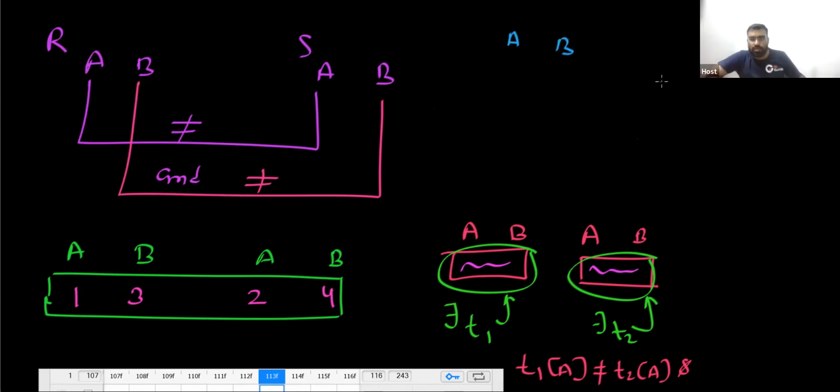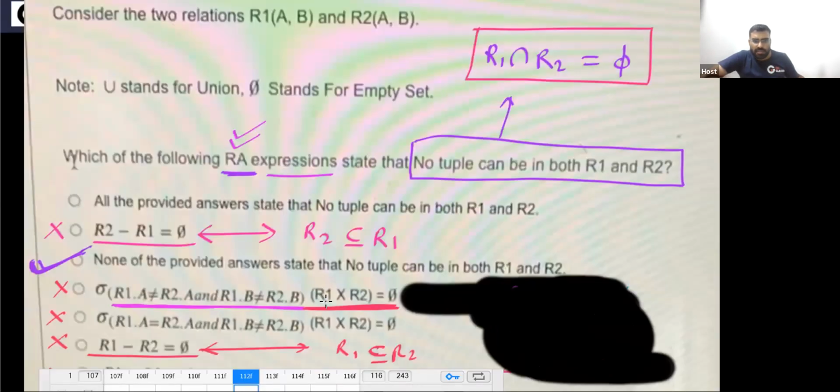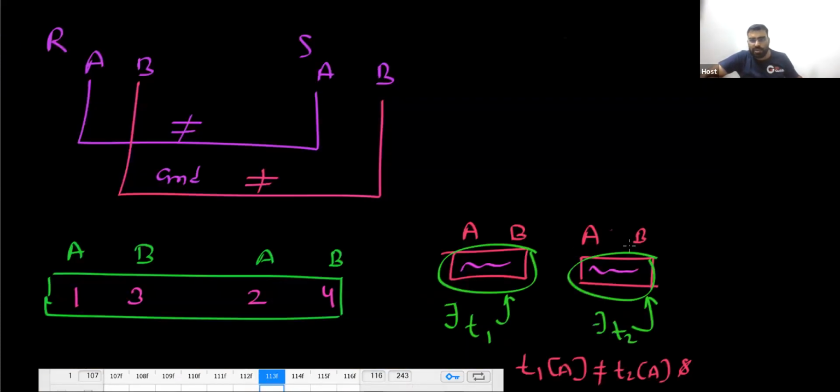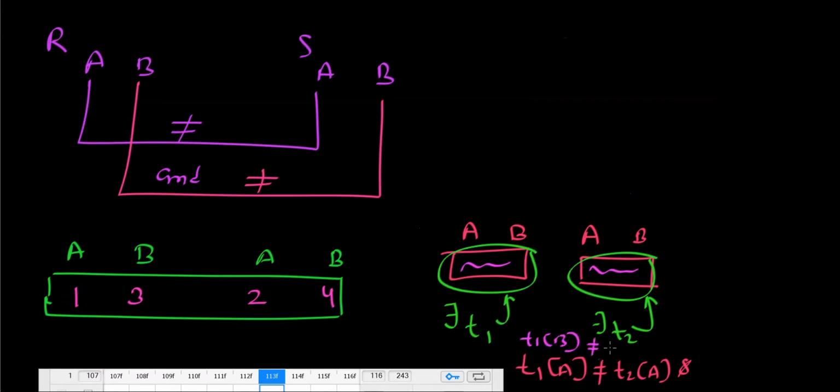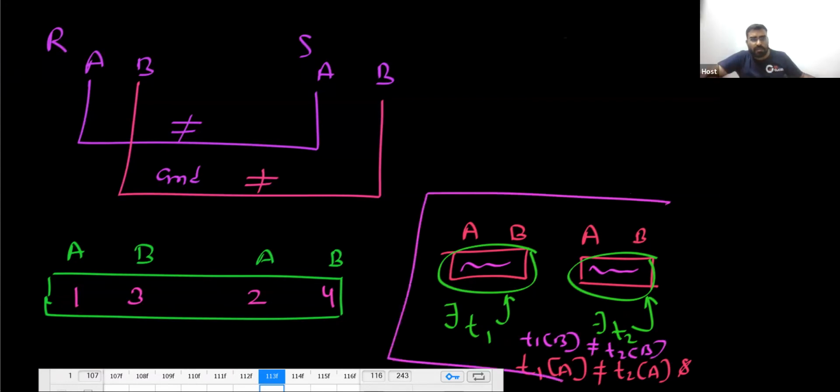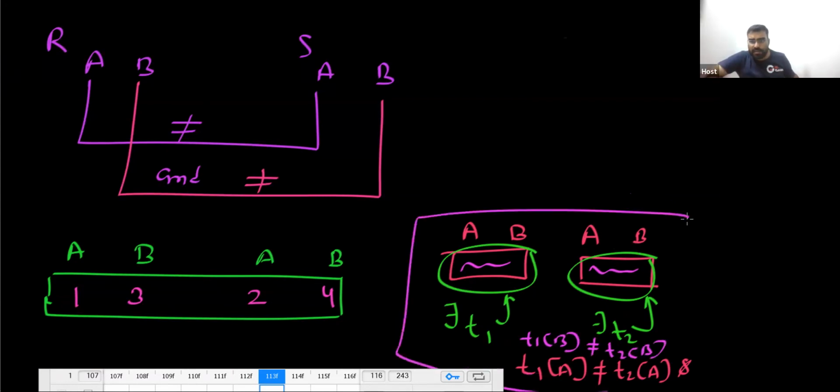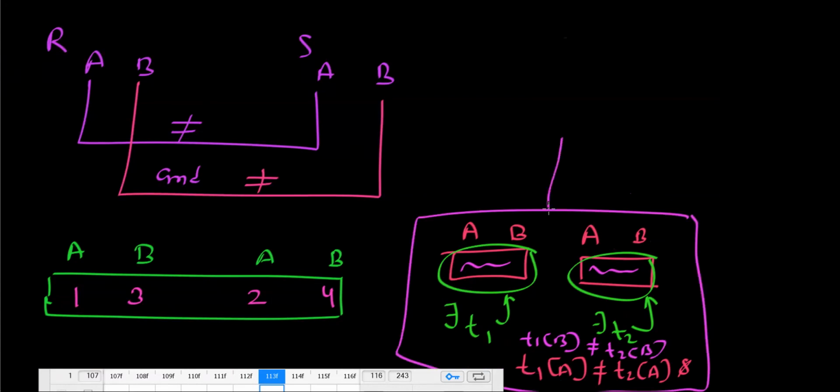So I think the answer for this question is what this query is doing. This will not be empty if you have this situation: for every attribute, T1.A should not be equal to T2.A, and T1.B should not be equal to T2.B. Yeah, exactly. In this situation, we can say the answer will be not empty.